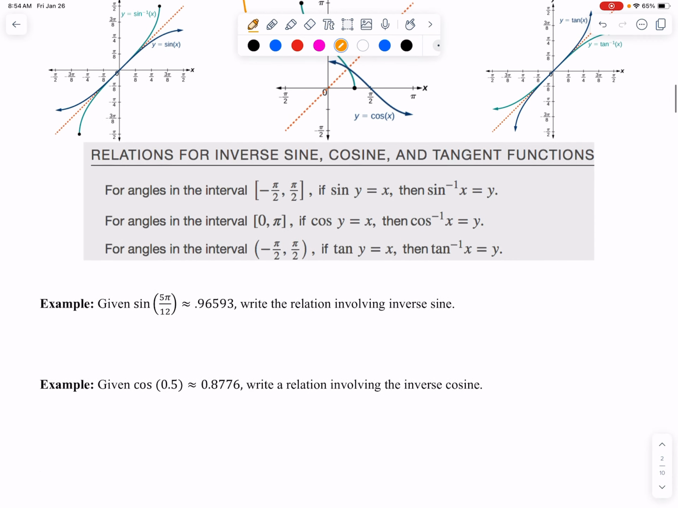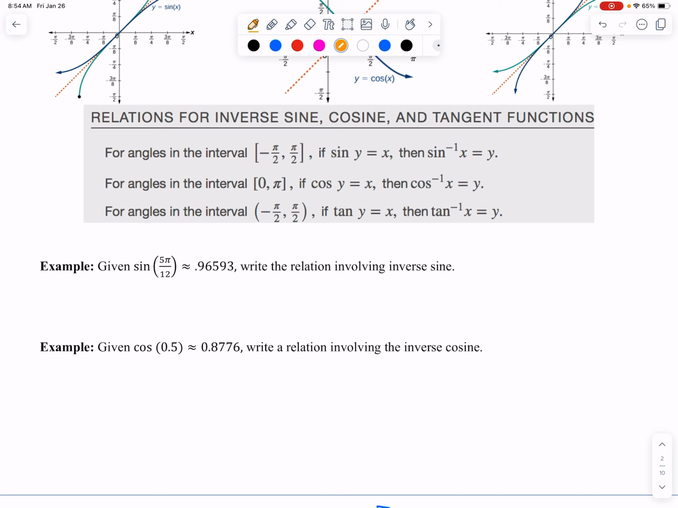Right, here it is formally written out. So this first example says, given sine of 5 pi over 12 is equal to 0.96593, write the relation involving inverse sine. So they just want us to flip it. 5 pi over 12 is equal to inverse sine of 0.96593. That's all they wanted. They just want to rewrite it based on the relationship we were given. Also the cosine at the bottom, 0.5 is equal to, and these are both approximate, I guess, because we rounded.